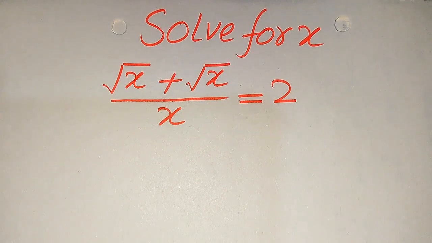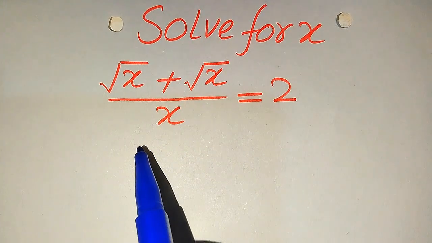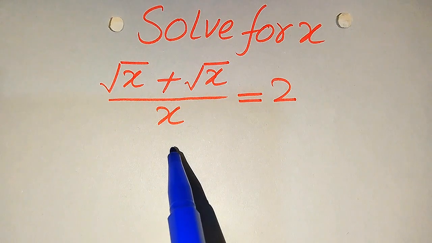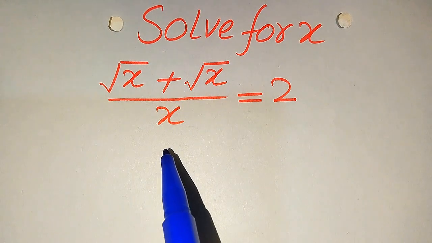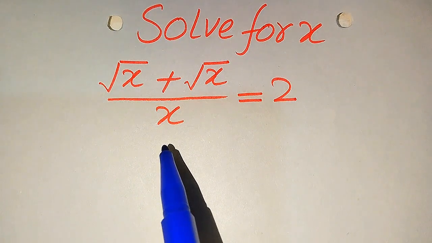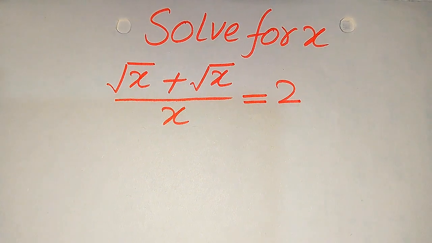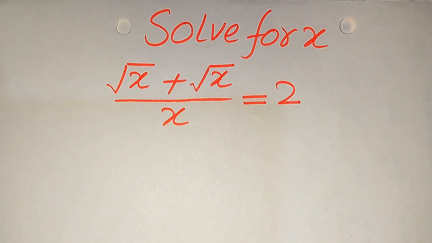Hello everyone, how to solve this problem for the values of x if we have square root of x plus square root of x divided by x is equal to 2, and we solve this problem for all the values of x. So here first we find all the roots of this equation, and at the last we will verify which of the roots are solutions and which of the roots are extraneous roots.